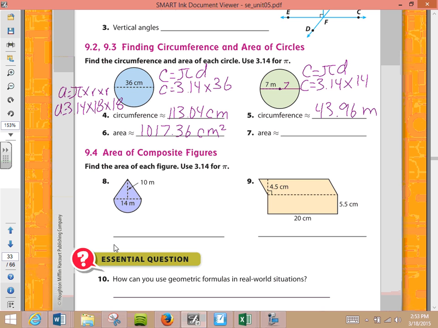Are those squared? No. Why not? Because it's not the area. It's the circumference, right? It's just the distance. What about the area? 3.14 times 7 times 7, which is 49, right? So 49 times 3.14 is 153.86 meters. Are those squared? Absolutely, yes.